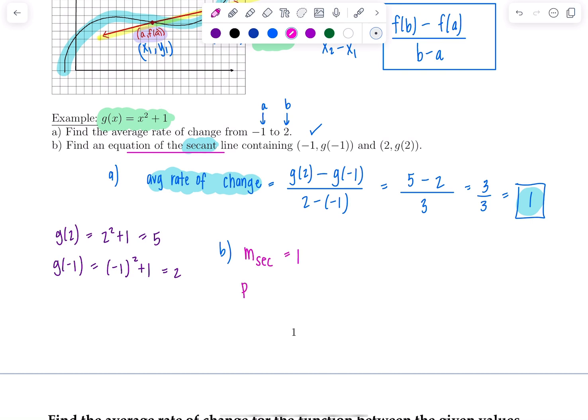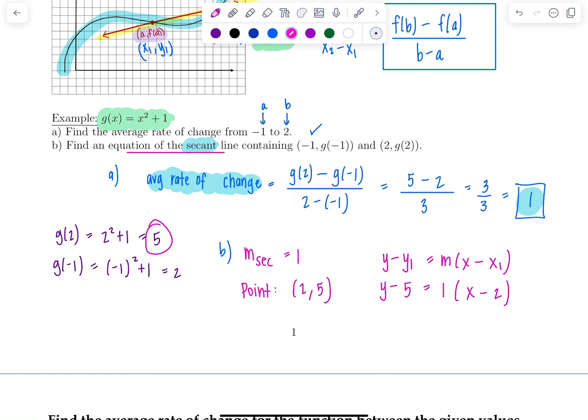So here's my slope. The point I'm going to use is 2, and then g of 2, I have it right here, it's 5. And then to put the equation of the line together, we're going to use point slope form. You remember y minus y1 equals m times x minus x1. So we'll have y minus 5 equals, m is just 1, times x minus 2. Adding 5 over to the other side, multiplying by 1 does nothing, so you don't really need to distribute. Just dump it, and then add 5, y equals x plus 3. So that's the equation of the secant line to the curve x squared plus 1.